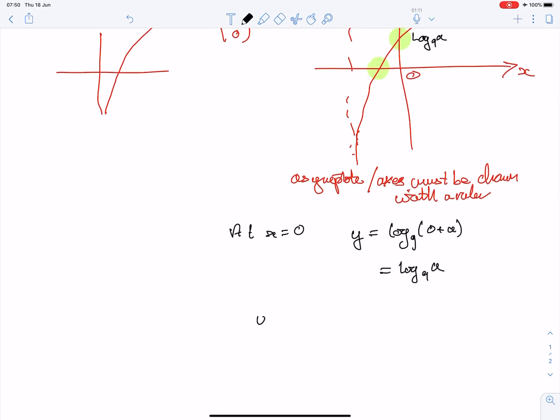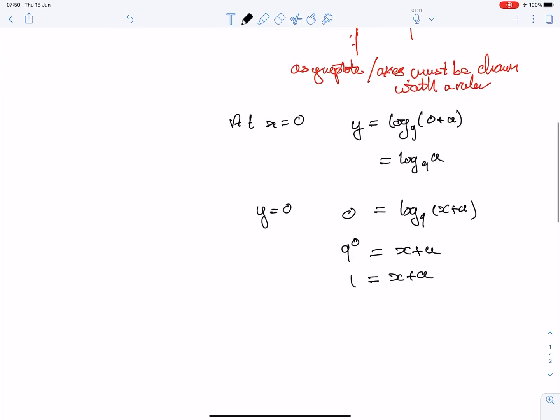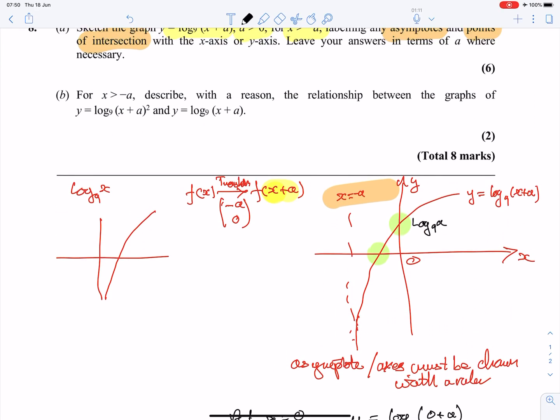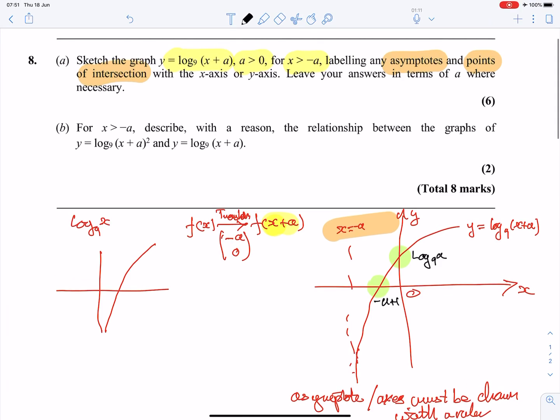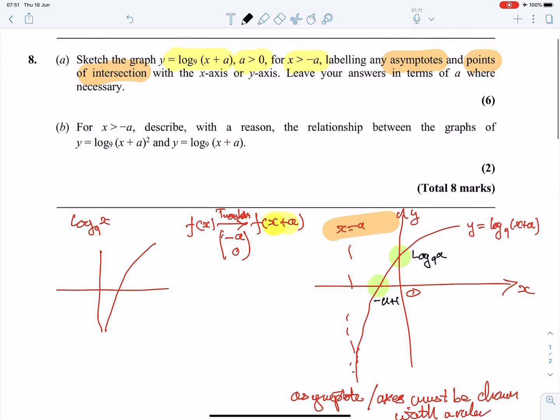Secondly, we want y equals 0. So that's where it crosses the x-axis. So 0 equals log to the base 9 of x plus a. Take off the log. So to what power must 9 be raised to get x plus a? So 9 to the 0 equals x plus a. Anything to the power 0 is 1. So we take away the a. So we've got minus a plus 1 equals x. So we can label this point in here, negative a plus 1. And that is it. It doesn't say give you coordinates or anything like that. It just says labelling them on the graph.